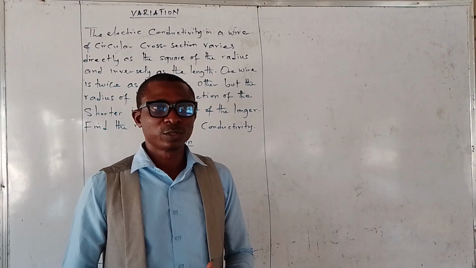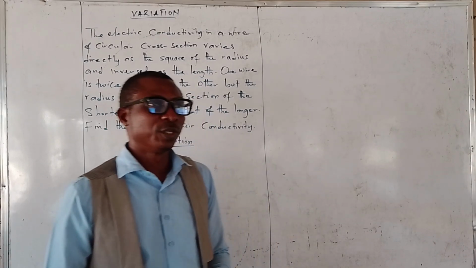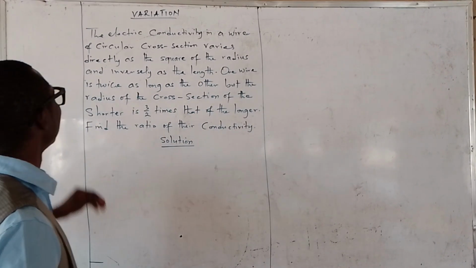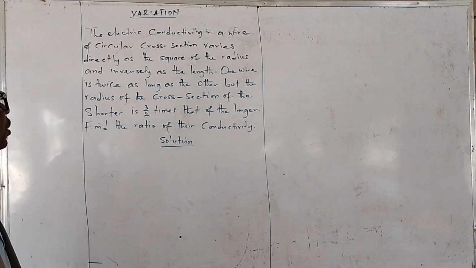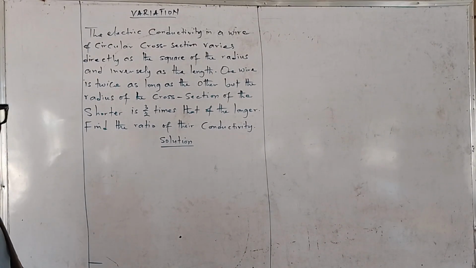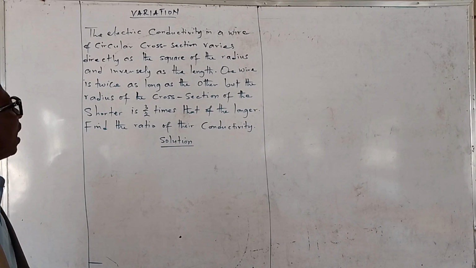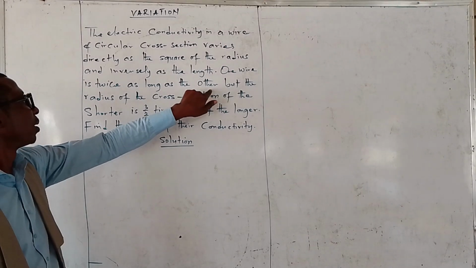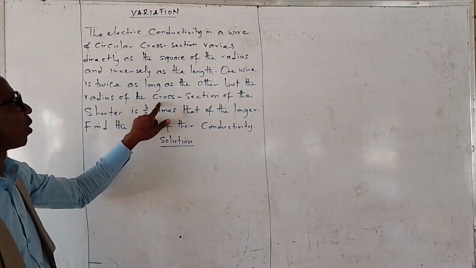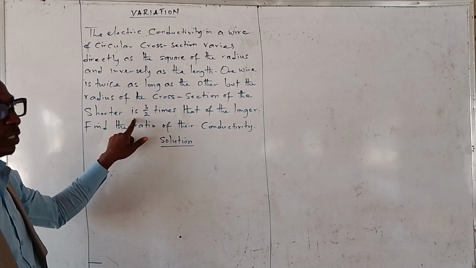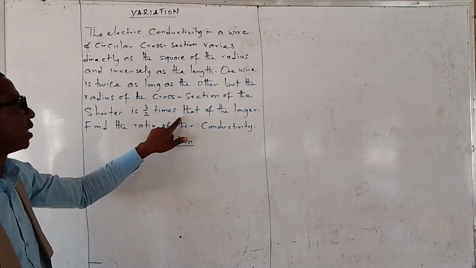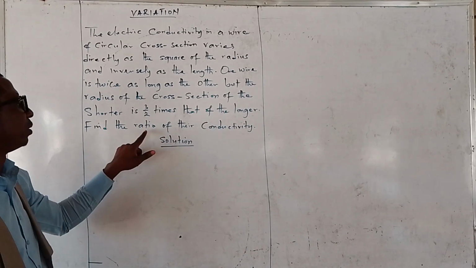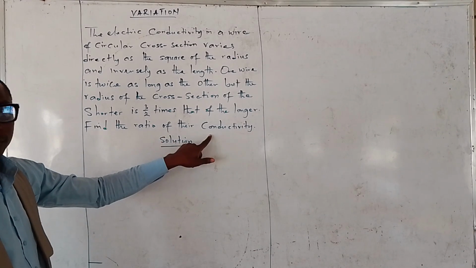Today we want to look at the question under variation. Let's look at the question. The electric conductivity in a wire of a circular cross section varies directly as the square of the radius and inversely as the length. One wire is twice as long as the other, but the radius of the cross section of the shorter is 3/2 times that of the longer. Find the ratio of their conductivity.